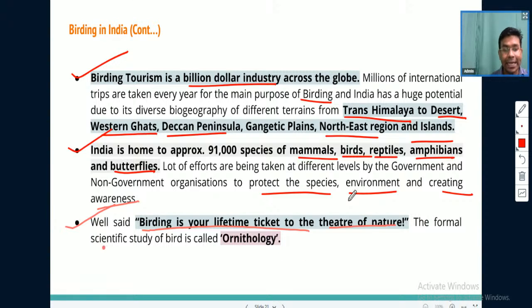The formal scientific study of birds is called ornithology. So when we do scientific study of birds, it is known as ornithology. This is an important keyword.